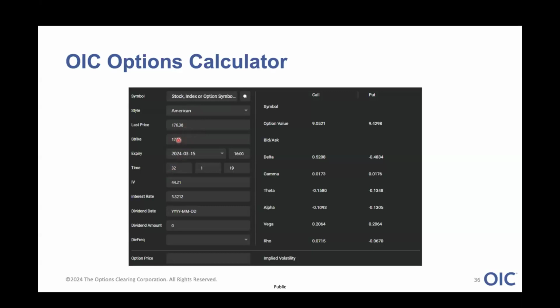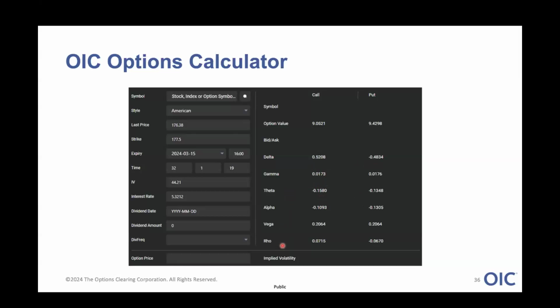obviously all the parameters here on the left: the stock price, the strike price, the expiration, implied volatility, interest rates, any dividends. So when I pulled up this example, this particular stock was trading for 176.38, and I was looking at the 177.5 strike with 32 days to go to expiration, modeled at a 44.2 volatility with an interest rate of about 5%. So the calculator says, well, fair value for this option is $9.05. The fair value of the put is $9.42. And as you can see, it has all the option Greeks below it, okay? Like the delta for the call, the delta for the put, the gamma, theta, vega, and rho.